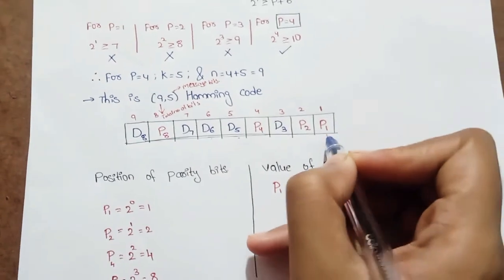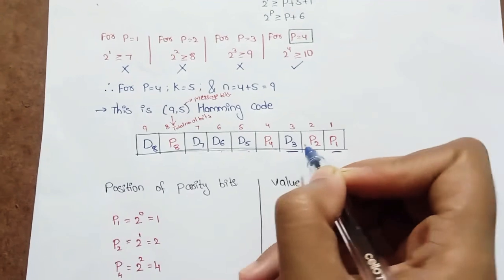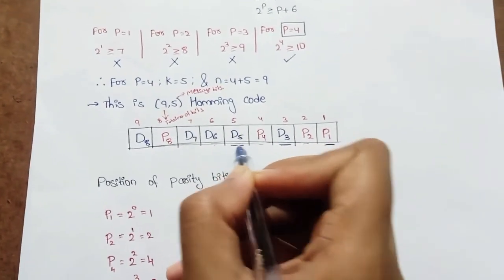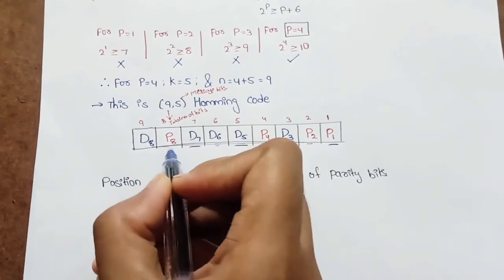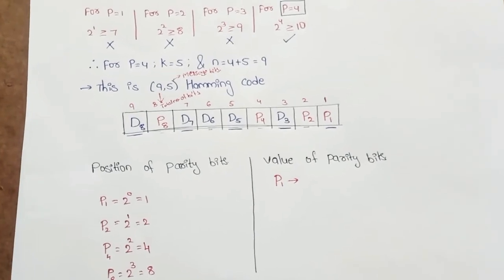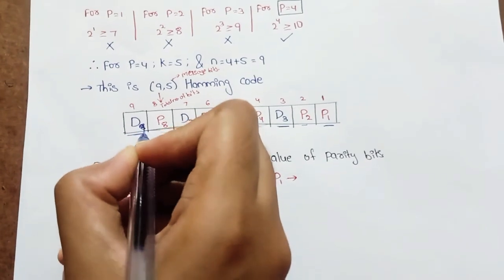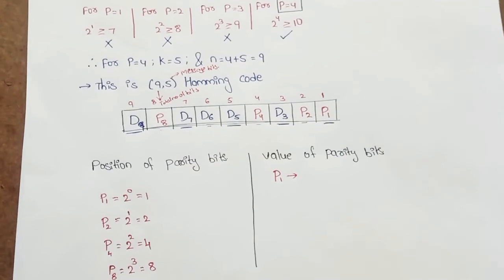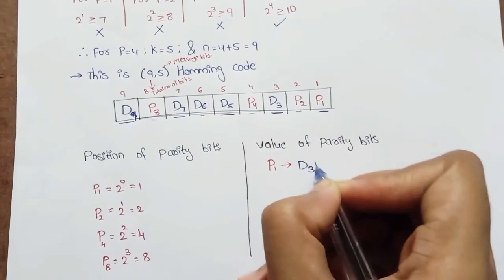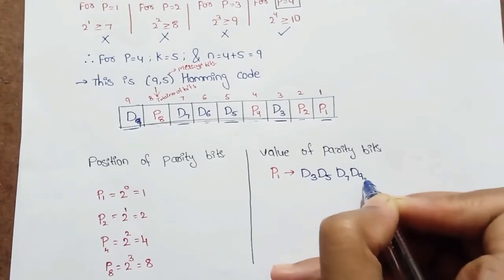What we need to do? Check one bit, skip one bit, check one bit, skip one bit, check one bit, skip one bit, check one bit, skip one bit and check one bit. What will we get here? Sorry, it is 9. What will we get as the data here? D3, D5, D7 and D9.